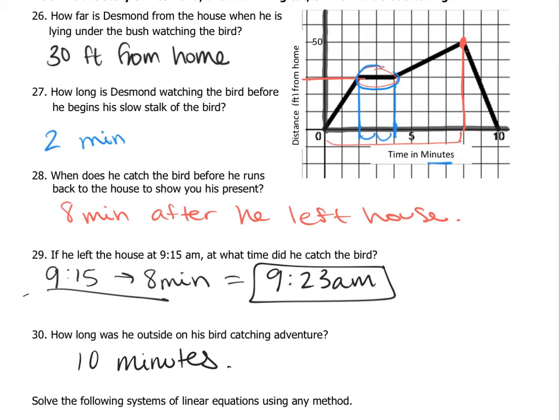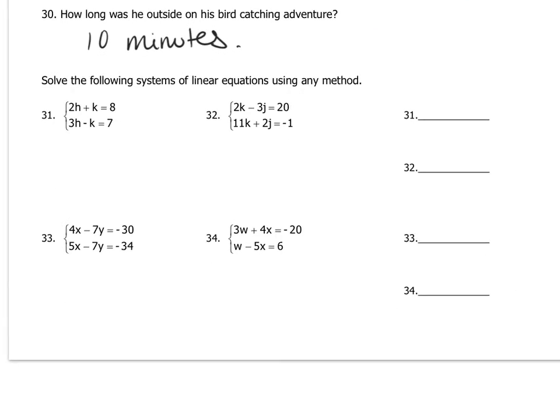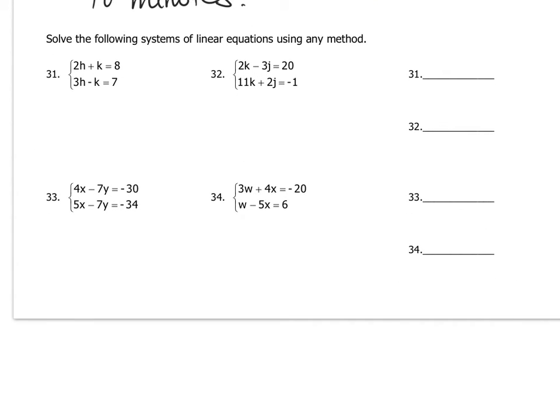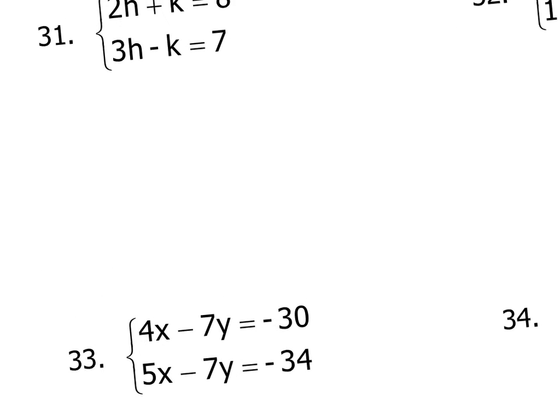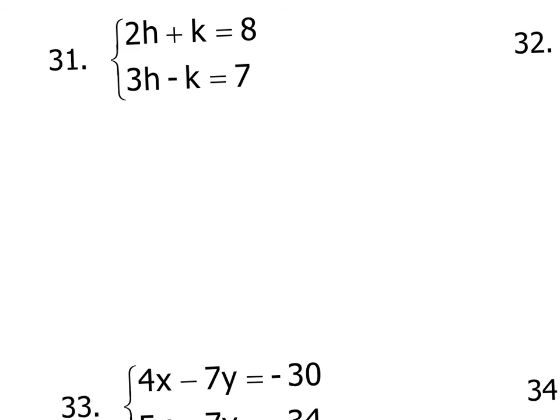All right, cool. For these last 4, we need to solve these using substitution, elimination, or graphing. If you do choose to use graphing, please use graph paper and attach them to this assignment. I usually stick with elimination because I think that's the easiest. You can totally do substitution here, but I think that number 31 is totally set up for elimination the way it is right now, because I see that there's a positive k and a negative k.